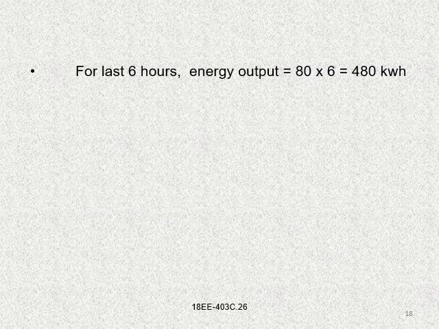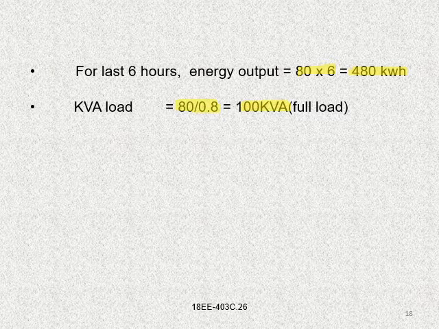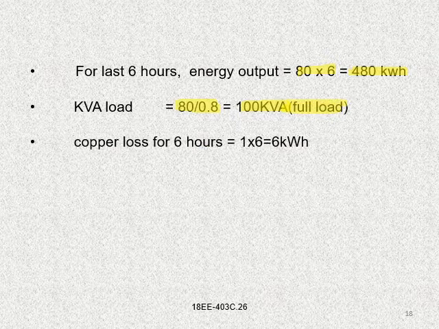And for the last 6 hours, the energy output is 80 into 6, which is 480 kilowatt hours. For the kVA load, it is 80 by 0.8, which is 100 kVA, which is nothing but the full load. The copper loss for 6 hours is 100 by 100 whole squared, which becomes 1, so 1 into 1 is 1, and 1 into 6 is again 6 kWh.